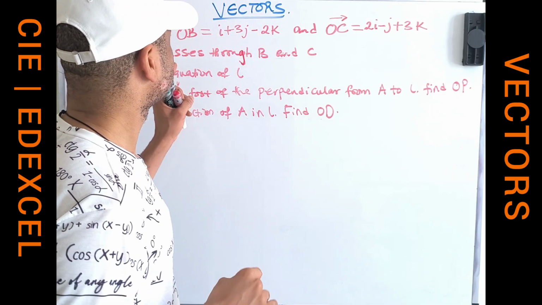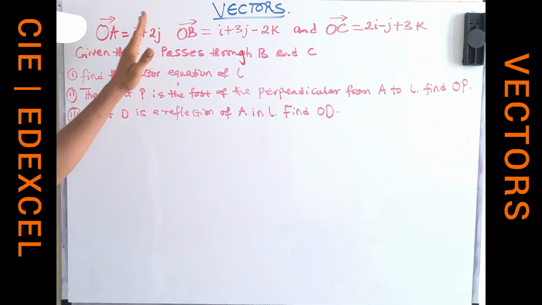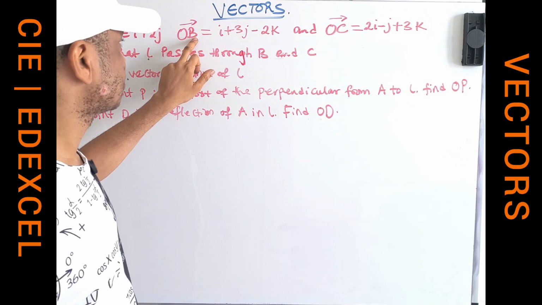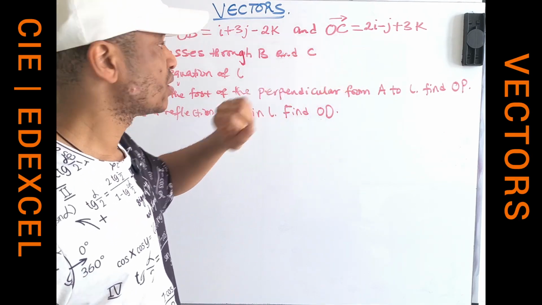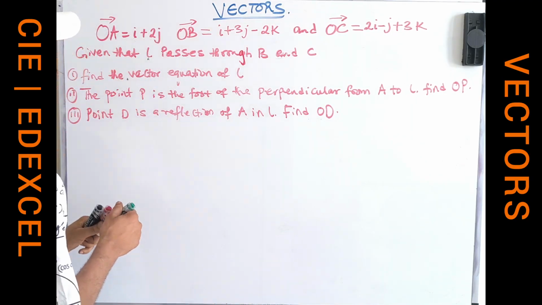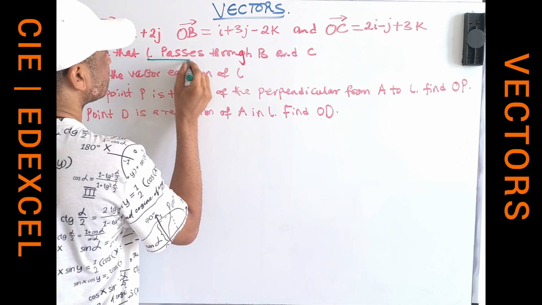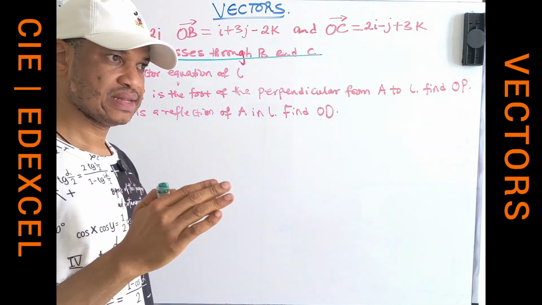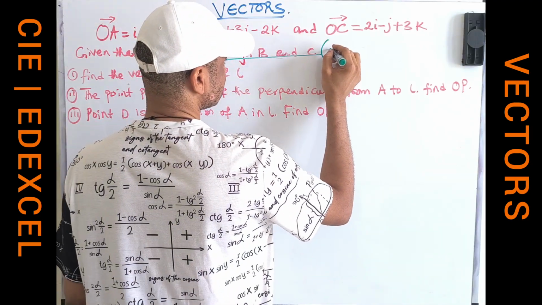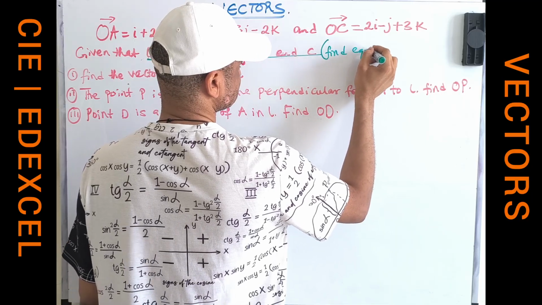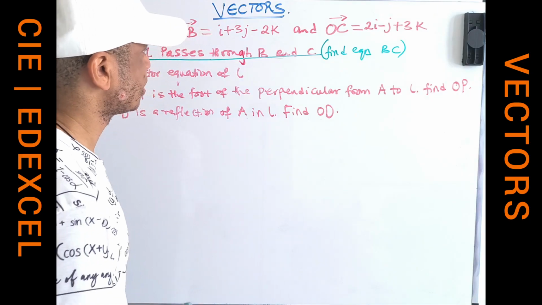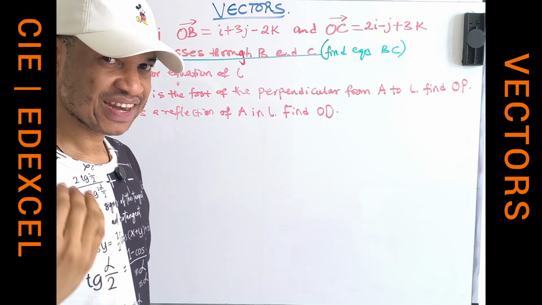All right, so we have three vectors. These are position vectors: the position vector of A, position vector of B, position vector of C. We're told to find the equation of line L, and if you read carefully, L passes through B then to C. So this question is directly telling you, find the equation of BC. That's what the question is saying. So what do we do next?